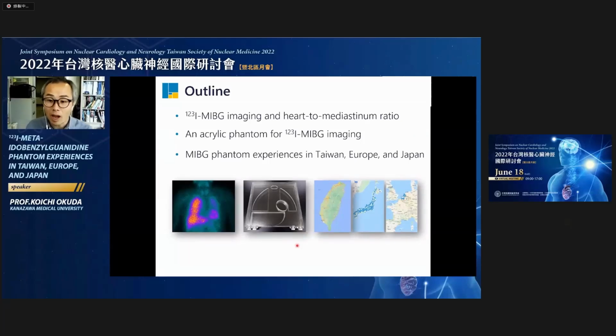Here is a brief outline of my presentation. First, I will present iodine 123 MIBG imaging and the quantitative index of MIBG images, the heart-to-mediastinum ratio. Second, please let me introduce our acrylic phantom for MIBG imaging. Third, by using this phantom, multicenter MIBG phantom experiments were performed in Taiwan, Europe, and Japan. So I will introduce these results.